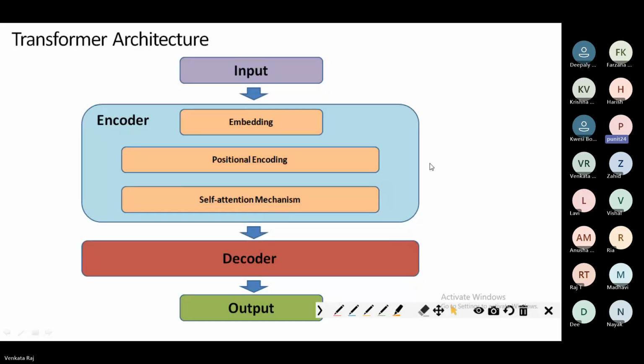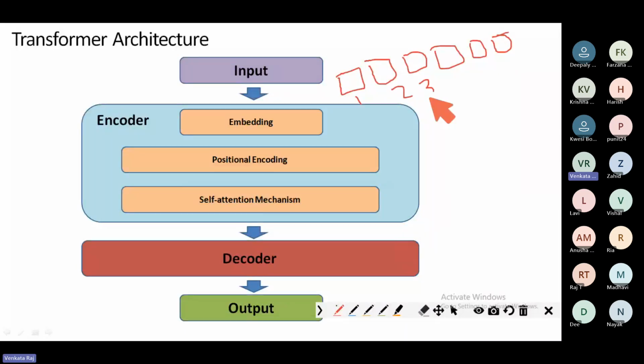Could you please explain positional encoding once again? Yeah, so what happens is, I had shown the tokenization process, right? How it generated the tokens. Those tokens will give us numbers, like integers 1, 2, 3, 4, 5, and 6, let's say. So this is my embedding part.